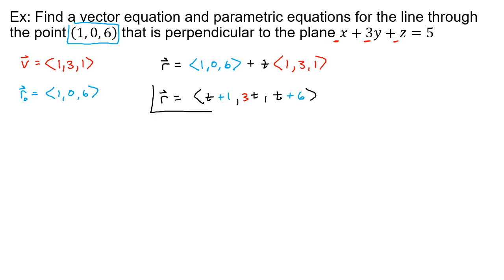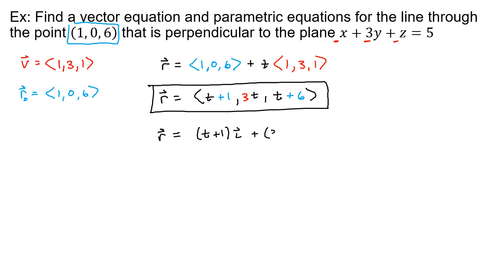So you could write it like this. That's your vector equation. You could also write it in the ijk notation. That would be (t plus 1)i, 3t j, and (t plus 6)k. Parametrically, we're just going to pull them straight off of whatever is in front of the i, j, k, the different components of my vector. I'll say that x equals t plus 1, y equals 3t, z equals t plus 6.